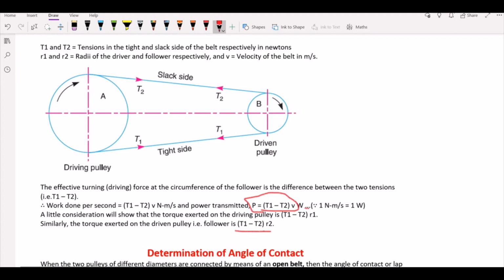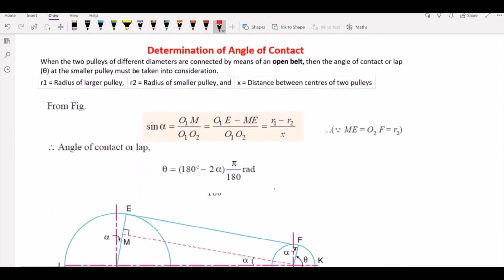If I want to calculate for the follower one, it is T1 minus T2 into R2. This is about the torque calculation and this is about your power calculations. Okay, hope I'm clear till here. Next, move on for the determination of angle of contact.